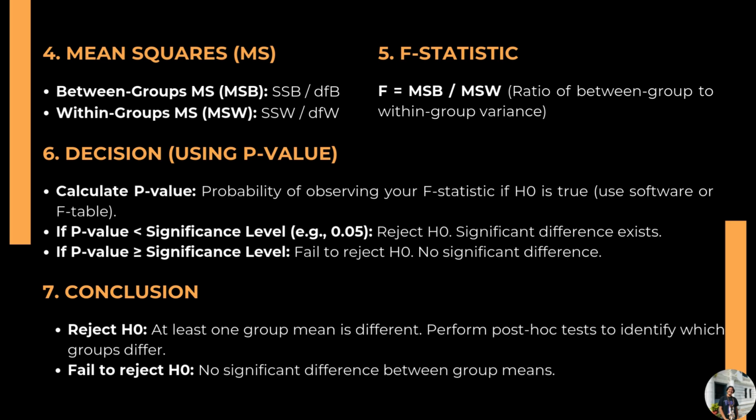And the sixth is decision making, where we can see that if the p-value is less than the significance level, for example 0.05, we reject the H0, which indicates a significant difference. But if the p-value is greater than or equal to it, then we fail to reject the H0, which indicates no difference. In conclusion, if we reject the H0, at least one group is different from the others. But if we fail to reject the H0, then there is no significant difference in any group.